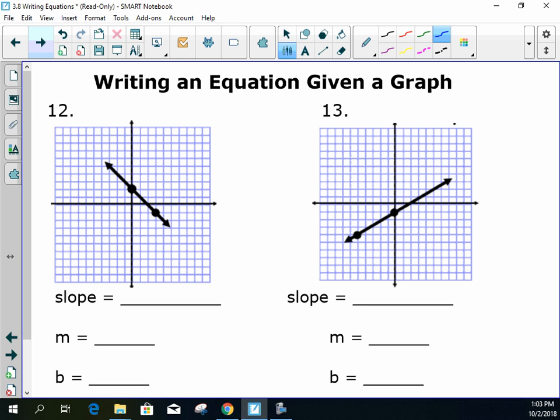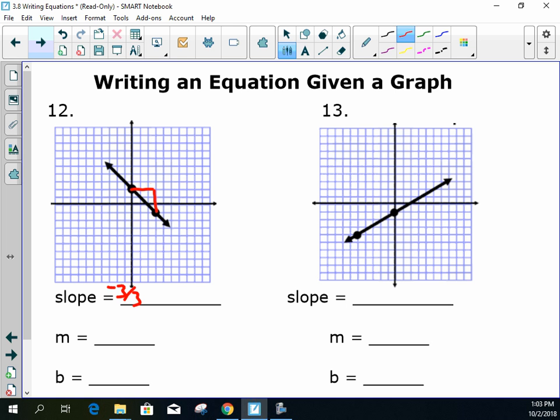Okay, write the equation given a graph. First thing I need is my slope. So here I'm going to count from one point to the next. I'm going to count up. 1, 2, 3. Top number is 3. Then I count over. 1, 2, 3. Bottom number is 3. The slope is negative, so that's negative 3 over 3.